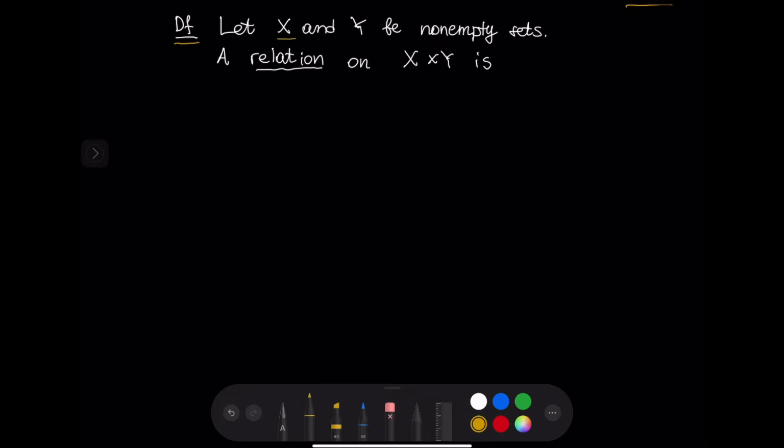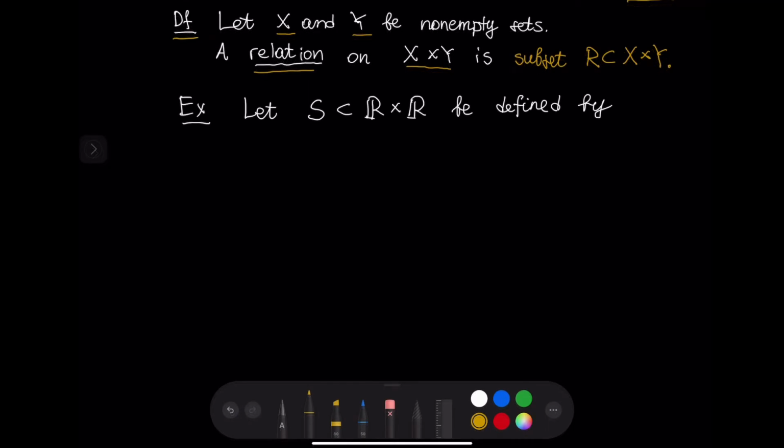So let us now define what is a relation. Let X and Y be non-empty sets. A relation on the Cartesian product X cross Y is merely a subset R of the Cartesian product X cross Y. So for example, let us consider this relation S, that is a subset of the Cartesian product R cross R, that is defined as follows. S is equal to all of the ordered pairs (x, y), such that x squared over 2 squared plus y squared over 3 squared equals 1.